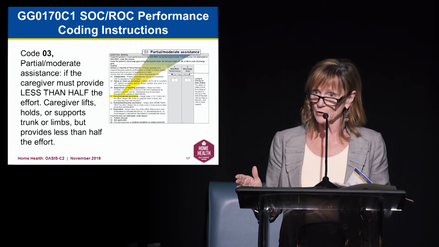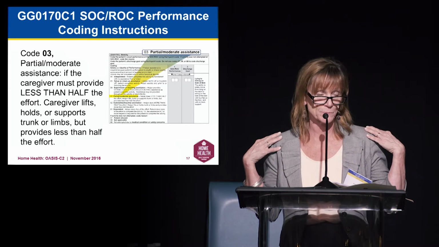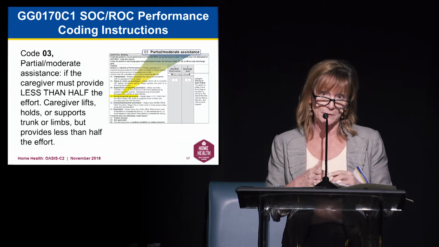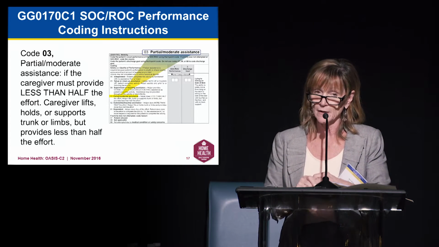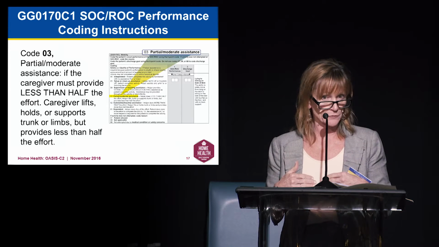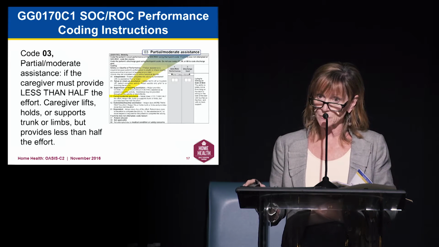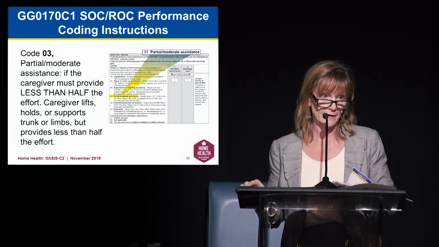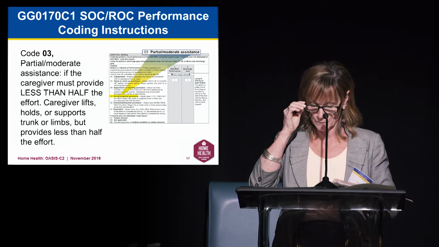So the caregiver could be lifting their trunk, helping them move up to a sitting position. They could be lifting the legs a little bit to help slide them over so that they could put their feet on the floor. But it's less than half the effort. The patient's doing more than half. So again, that's a clinical judgment, but seeing whether it's less than half or more than half is the distinction between code 3 and code 2.